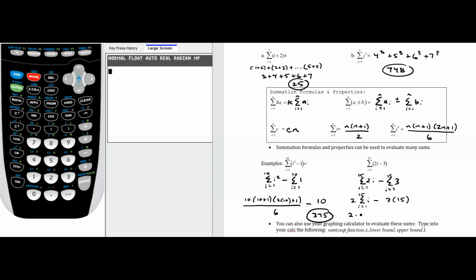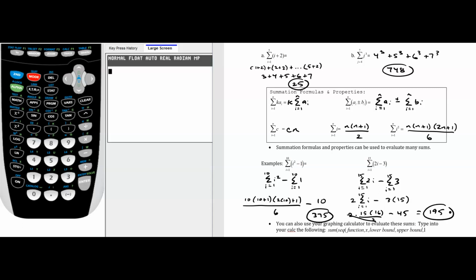And that's going to be n times n plus 1 divided by 2. And then we have that minus 45, and so the 2's cancel. And we end up with 15 times 16 minus 45, and that leads us to an answer of 195.